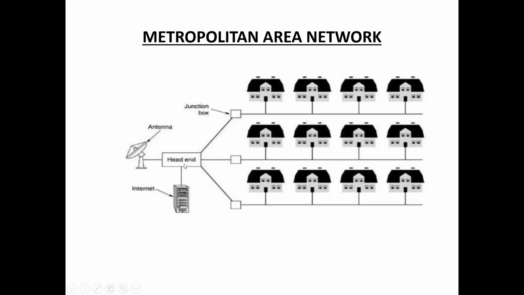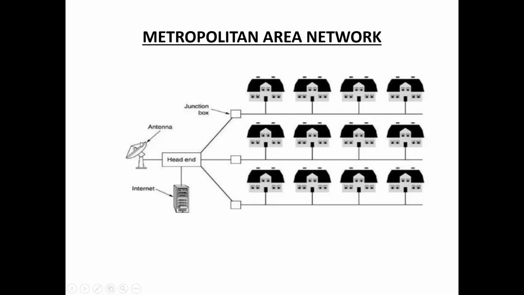And here the head end. This head end is the mediator between the internet and the antenna, and this head end then flows the data to the junction boxes. Okay. So there are different junctions, and there is one box at each junction, and then it passes the signals to the subscribers' houses.